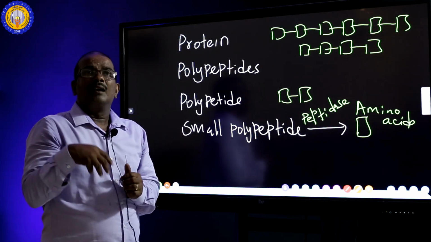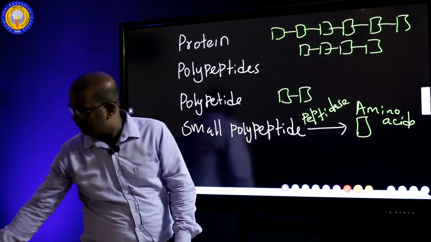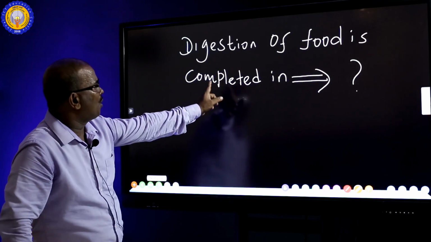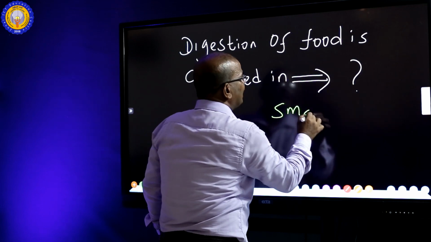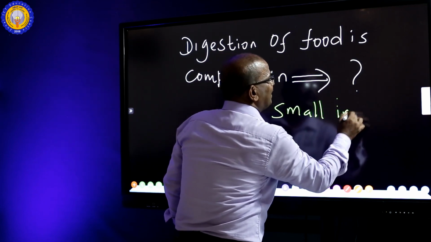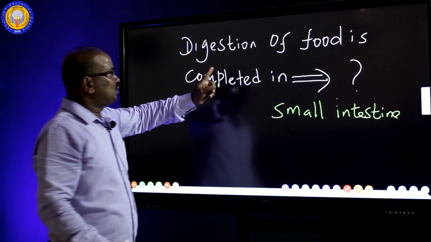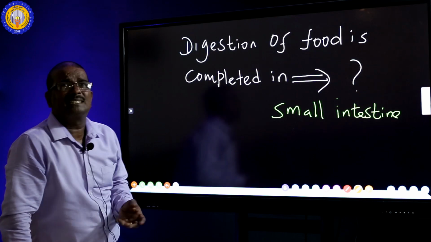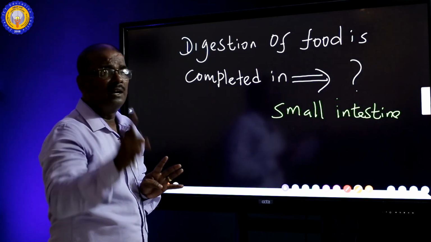Okay. Then what happens to the digested food? Digestion of food is completed in which part? In the small intestine. Next, what is the second function? The first function of the digestive system is food digestion.